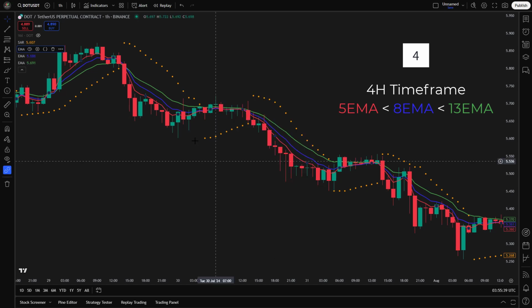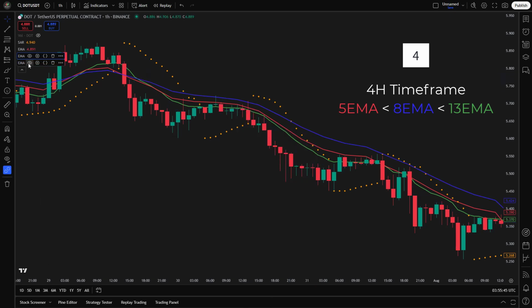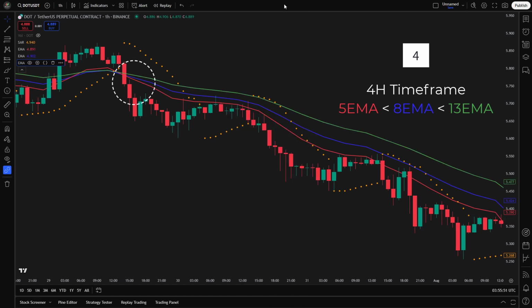Check the 4-hour time frame to ensure that the 5 EMA is less than the 8 EMA, which is less than the 13 EMA condition is met, confirming a broader downtrend.